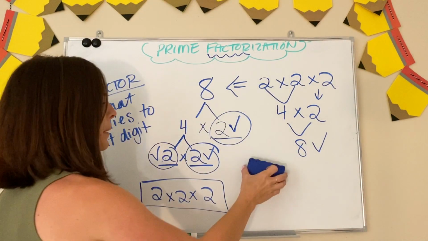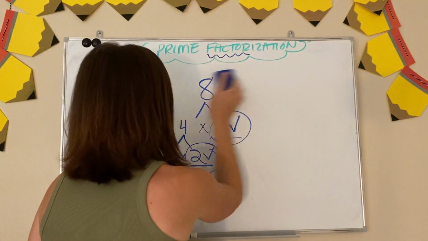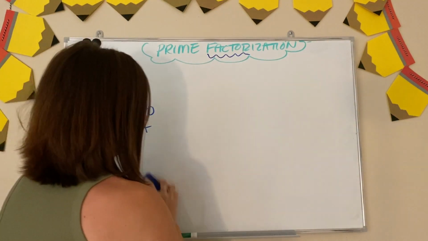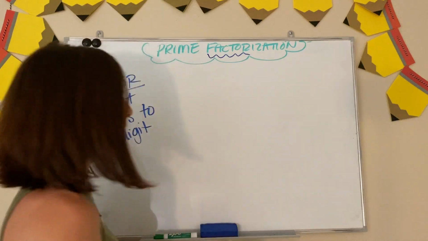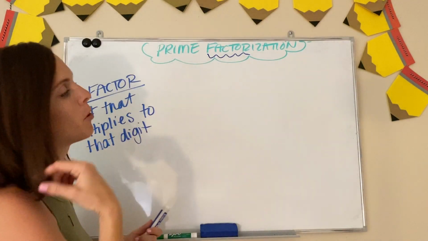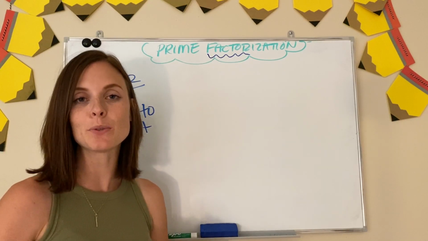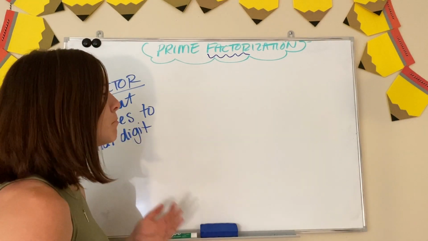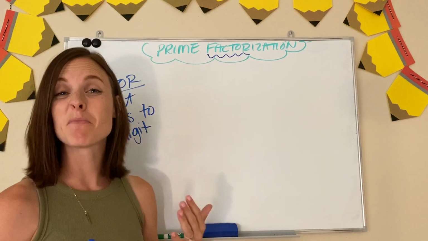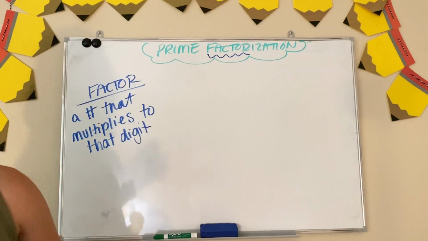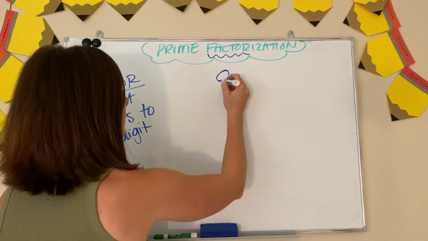Let's go ahead and do another one. If you don't know your math facts by heart, definitely when you're doing homework, if you have a multiplication chart in your planner or you can print one out, use it because it will help you. But prime factorization is a great way to practice your math facts. So let's go ahead and do 9.